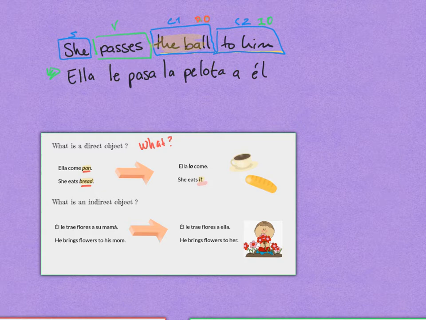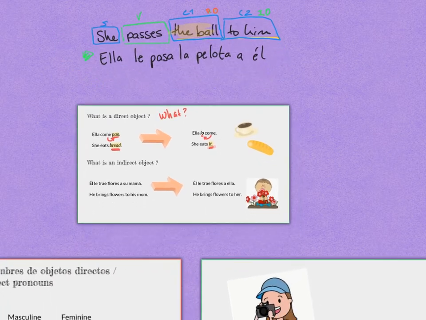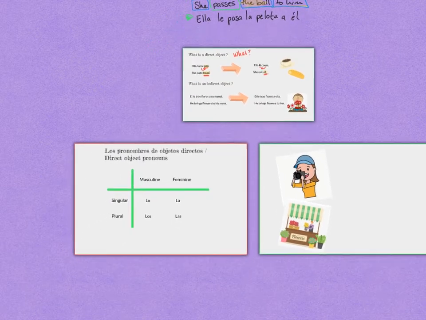In Spanish, we have something very similar. Now, there's a couple differences. Number one, notice how in English, the pronoun stays in the same spot as the object was, right? So we have she eats bread, she eats it. All you've done is replace it. In Spanish, however, all of a sudden, it's going to change position. So the direct object noun is after the verb, come pan. The object pronoun is going to come before the verb. Ella lo come.